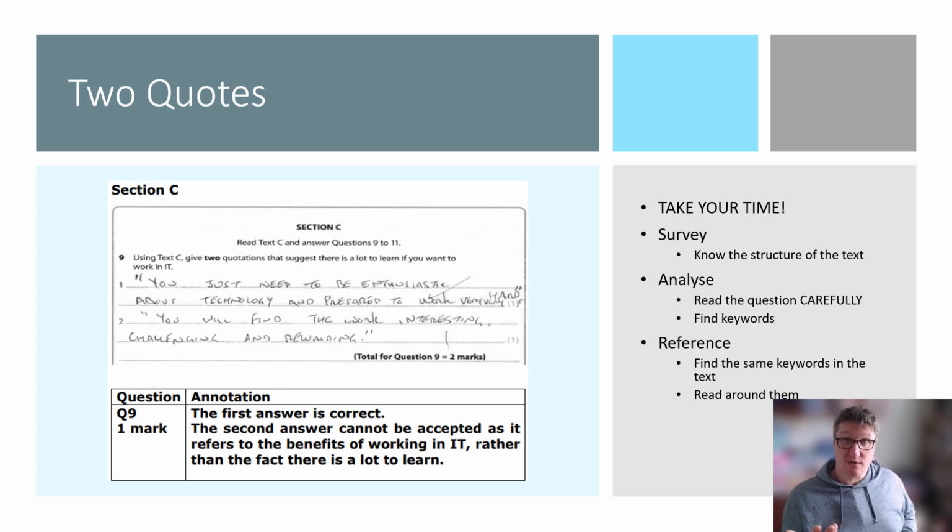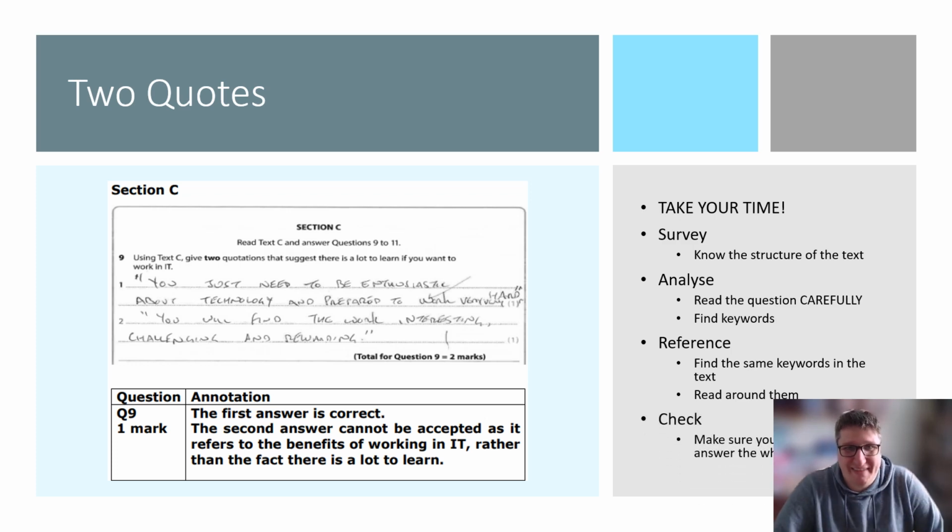Read around those keywords when you found them. You know how to do that. You find the keyword, then you read the whole sentence that it's in. If you don't get the context from that, read the whole paragraph it's in. And then check. Make sure that each quote answers the question, the whole question. Okay? So make sure that it answers both parts. So there is a lot to learn. Does it talk about that? If you want to work in IT, does it include that?